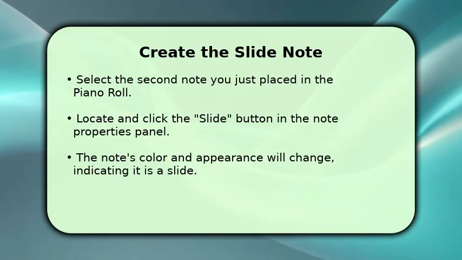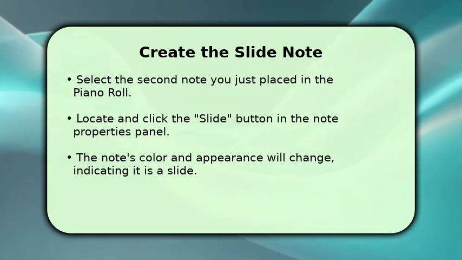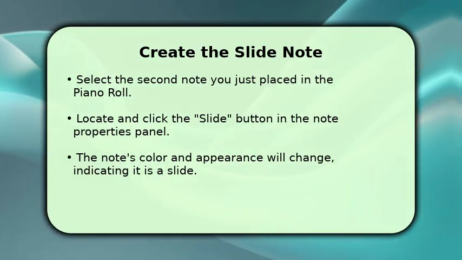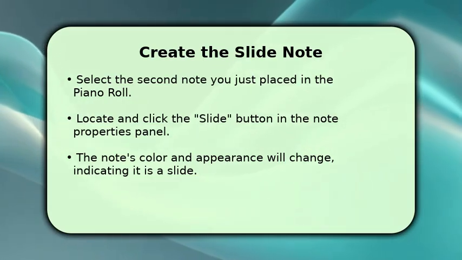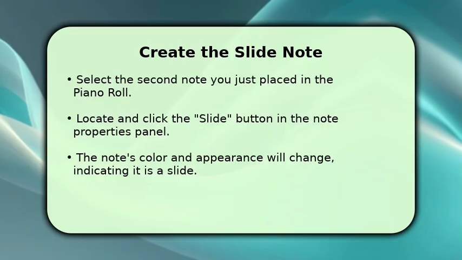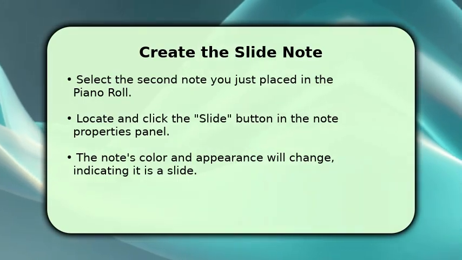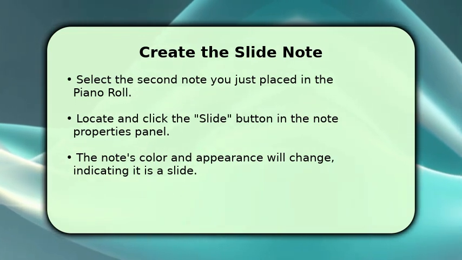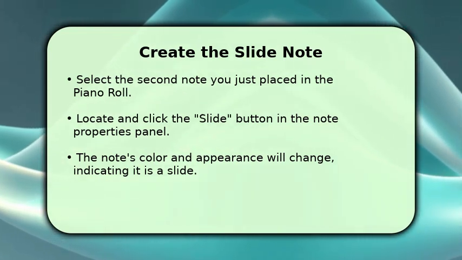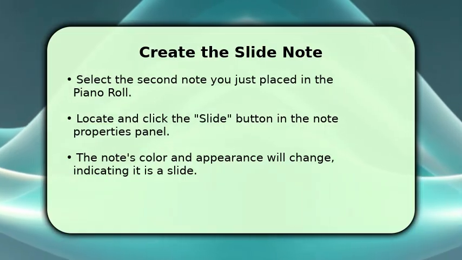Now, select the second note you positioned in the piano roll. Look to the left-hand side of your screen in the Note Properties panel. You will find a small button labeled Slide. Click this button. The note will visually transform, often changing color or gaining a small arrow, signifying it is now a slide note. This transformation is key to creating the pitch bend effect.